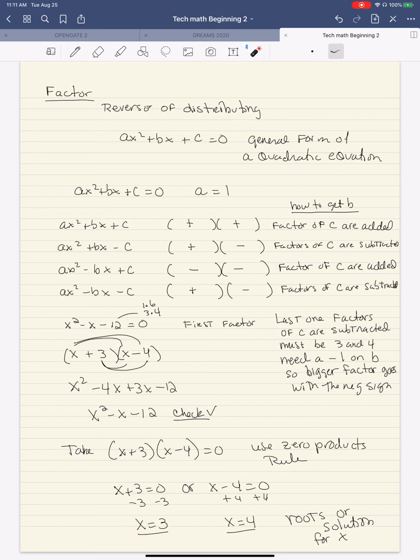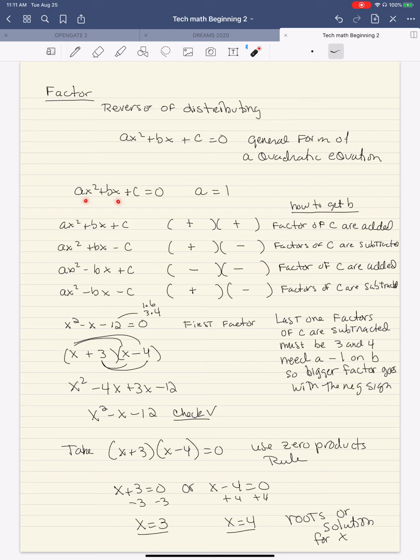Factoring. Factoring is the reverse of distributing. You have your general form of a quadratic equation, ax squared plus bx plus c, and that's going to equal 0. When you have a quadratic and it's set equal to 0, you're trying to figure out what x is to find the solution to the equation.